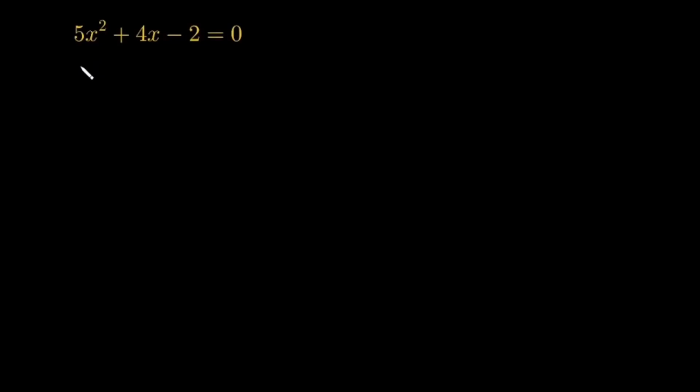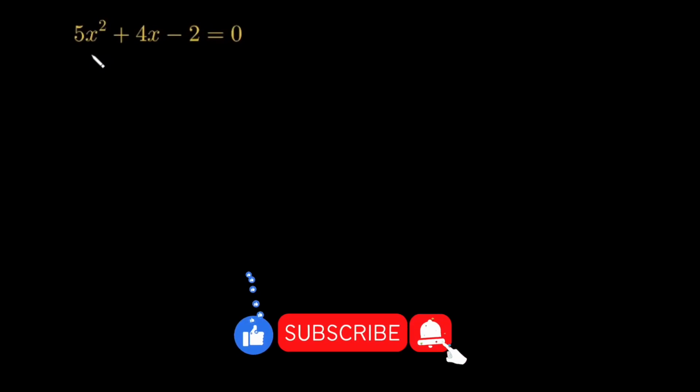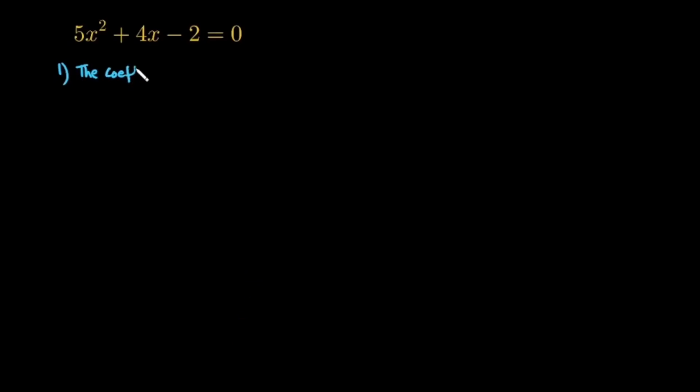Hello everyone. In this lecture, we are going to solve this given quadratic equation by completing the square. There are a couple of steps to keep in mind. Step number 1, the coefficient of x square must be equal to 1. In this case, the coefficient is 5.